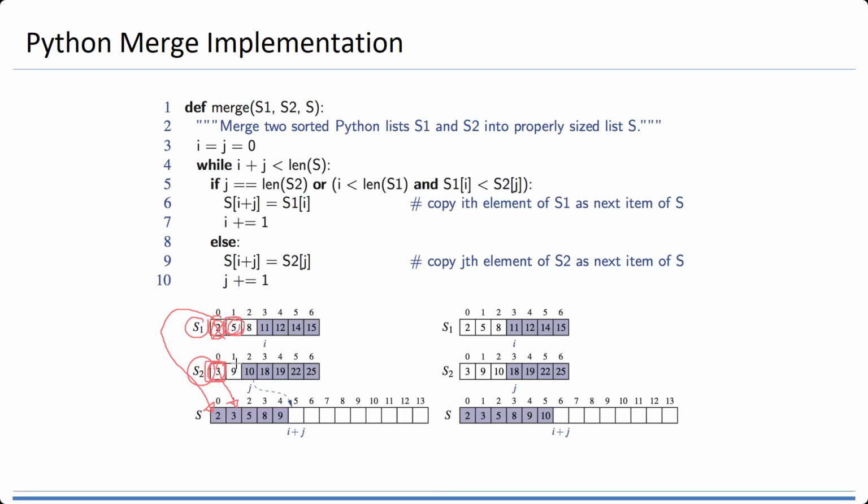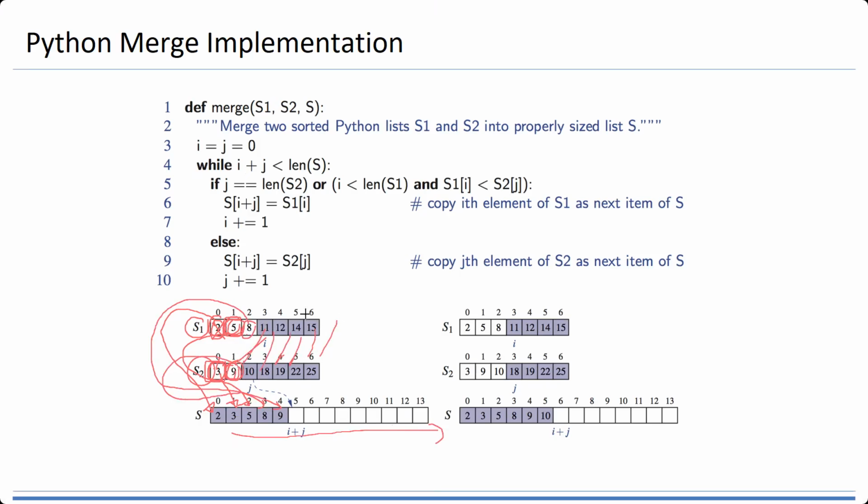And then we have 5 and 9. Which one is less? 5 is less than 9, so remove 5 and put it in the last of S. And then I have 8 and 9. Which one is less? 8 is less, so put 8 at the last of S. And then 9 compared to 11. 9 is less than 11, so I put 9 after the 8. And so on.